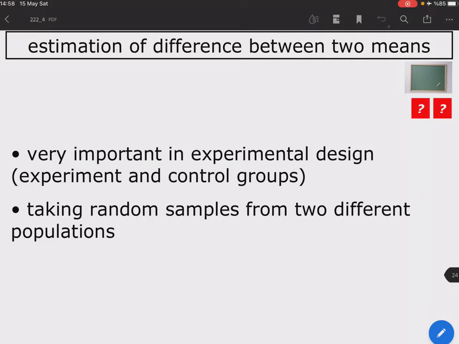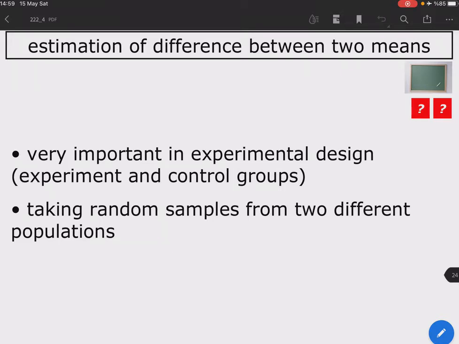Okay, now we continue with the estimation of difference between two means. This is also rather interesting because it's a very important issue in experimental design. We try to compare the experimental and control groups in a scientific way. So for that purpose, we need to take random samples from two different populations, two different groups. For example, from the experimental group and the control group.